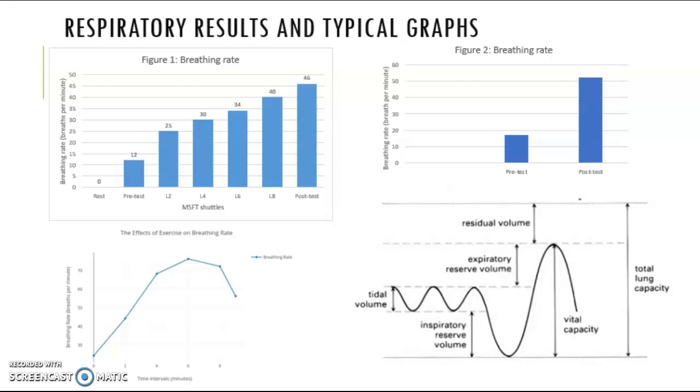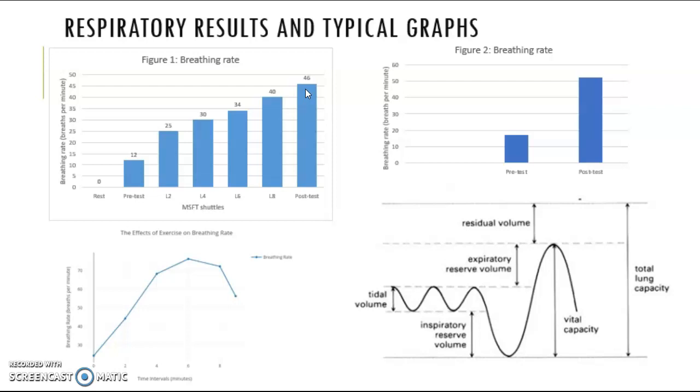This graph shows a positive correlation between the breathing rate and the multi-stage fitness test, so as one increases, as does the other. This is because the harder we work, the more carbon dioxide we produce in our muscles. This also leads to a higher increase in oxygen demand.